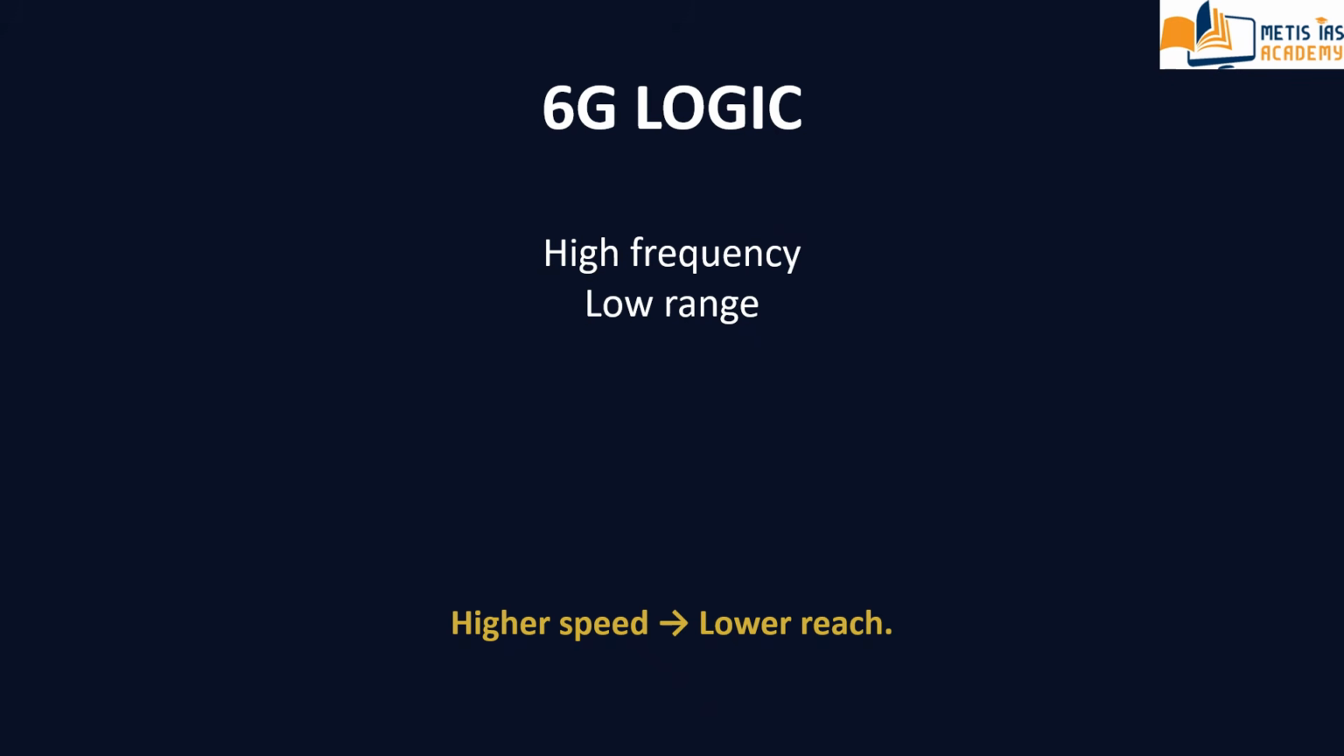So the correct understanding is not that 6G is simply better. The correct understanding is what? 6G, like higher frequency communication, may offer major performance gains, but those gains come with infrastructure and propagation challenges also. This is the correct and real understanding. And that is how UPSC thinks. It moves from principle to implication logic.